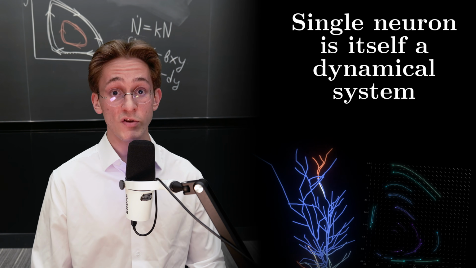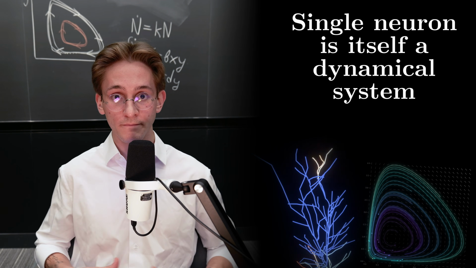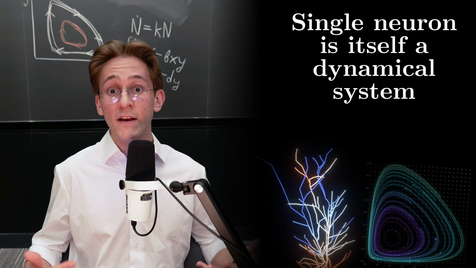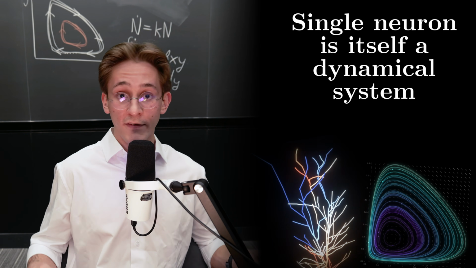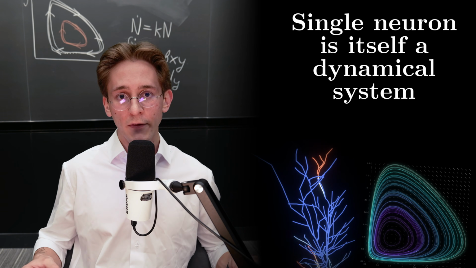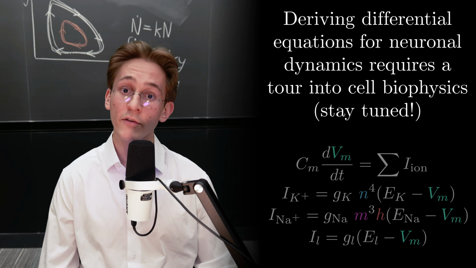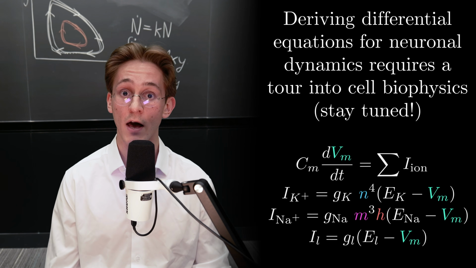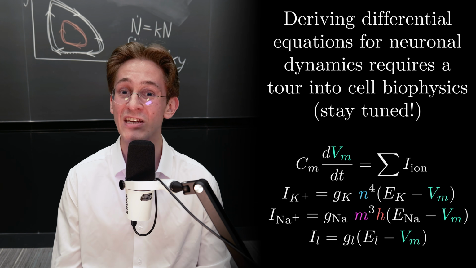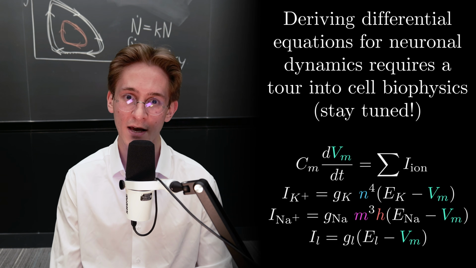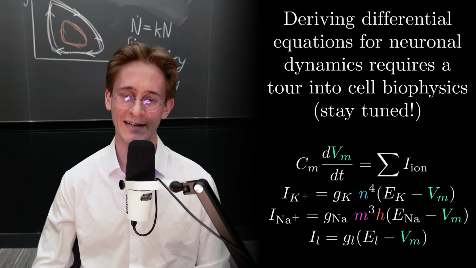Neurons, like the populations of rabbits and foxes, can be described as dynamical systems as well. The state variables might represent things like the membrane potential and the state of ion channels instead of the population sizes. But all the underlying principles remain the same. However, to truly understand the differential equations that govern the dynamics of a neuron, we will first have to dive into the world of cellular biophysics, which deserves a dedicated video, so stay tuned for that next adventure.